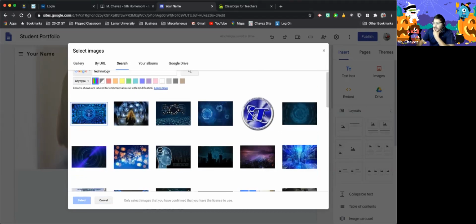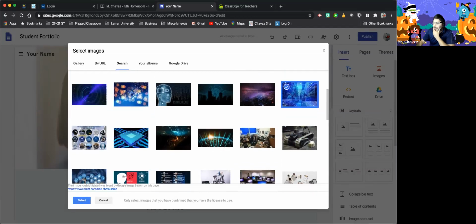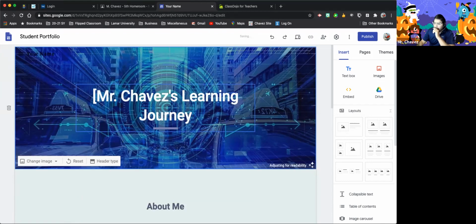I'll have all these pictures here, and let's say that I like this one. So I click on the picture, I click select, and then in a moment it's going to load up for me. Right now it's probably adjusting it. So yeah, it must be a large pic. There we go. So yeah, it fixed it, and there we go. So that's my background that I chose for my website.